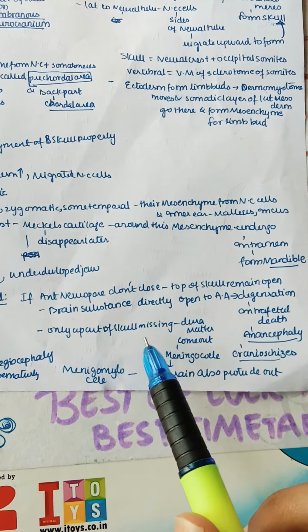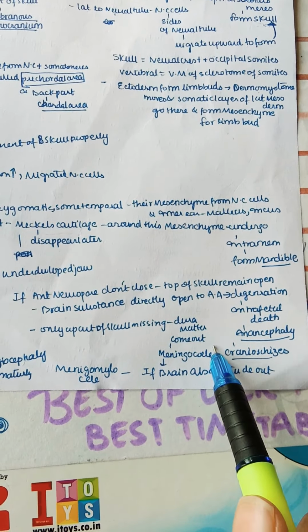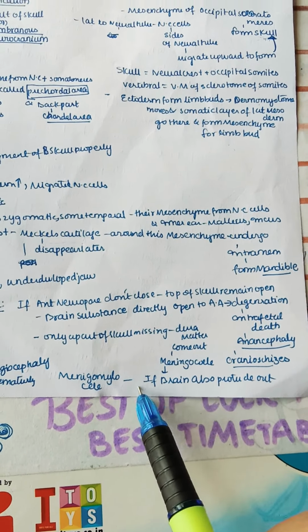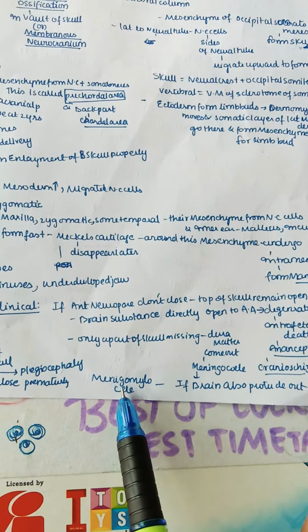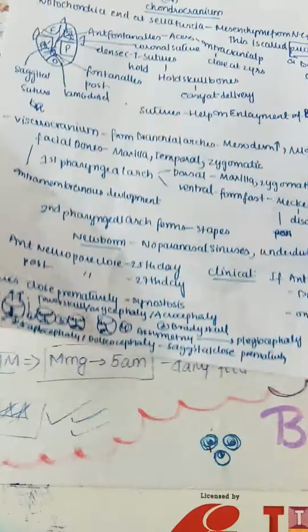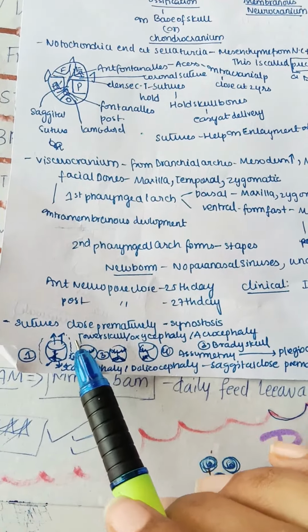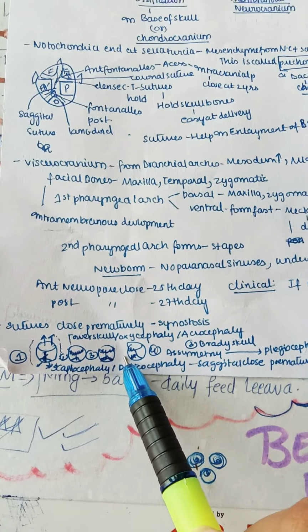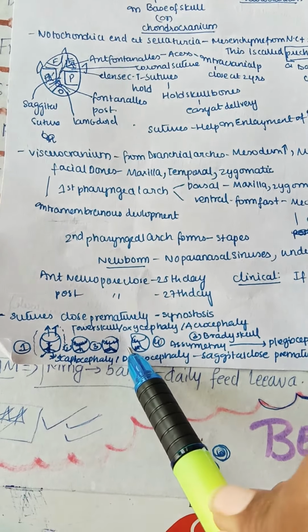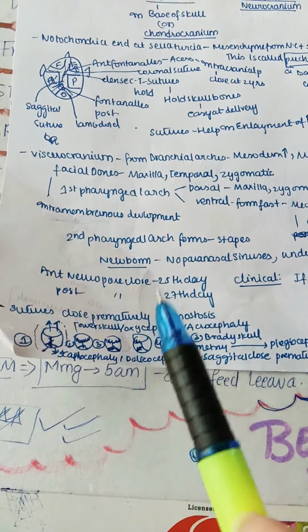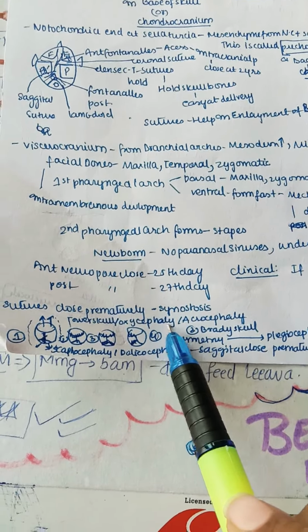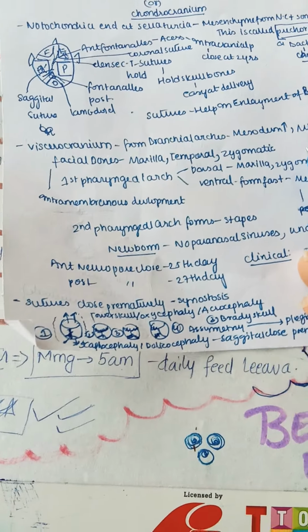So only if a part of the skull is missing and the dura mater comes out, it is a meningocele, and if the brain also protrudes out, then it is called meningomyelocele, right? And next, coming to the sutures. If the sutures grow prematurely, then it is known as synostosis. So there are different types of synostosis.